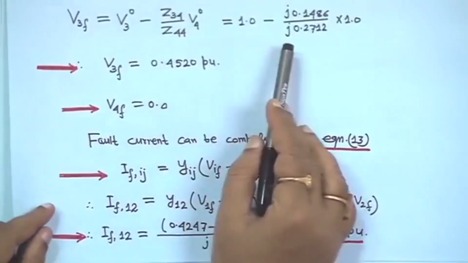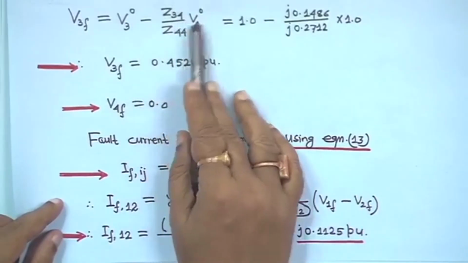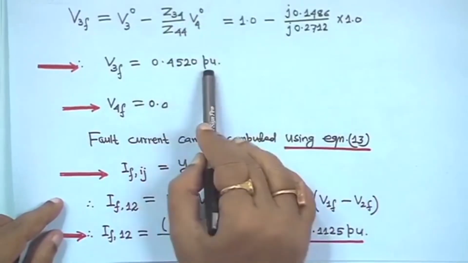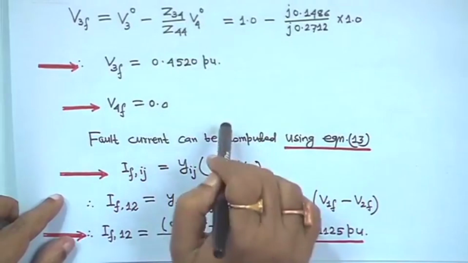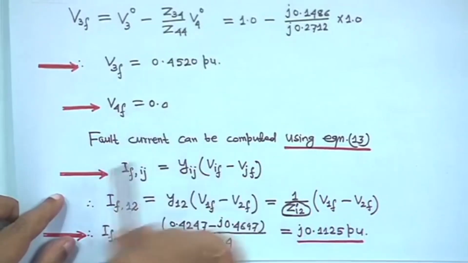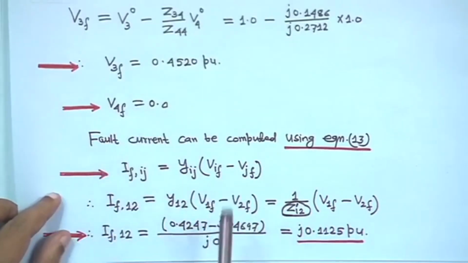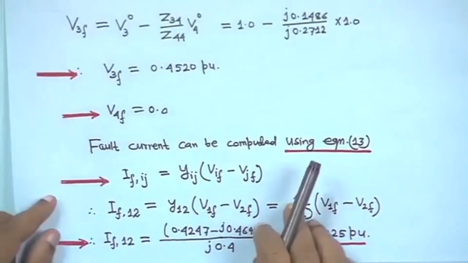Similarly, for V3f you get V30 minus the same term, which gives 0.4520, and the fault has occurred at bus 4, so V4f will be 0. So, V1f, V2f, V3f, V4f you have got.